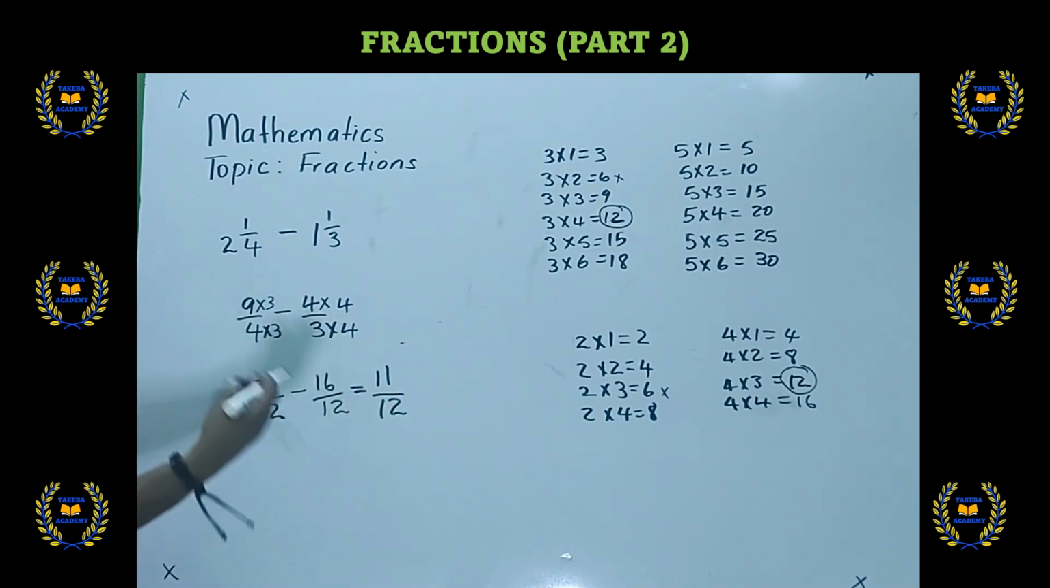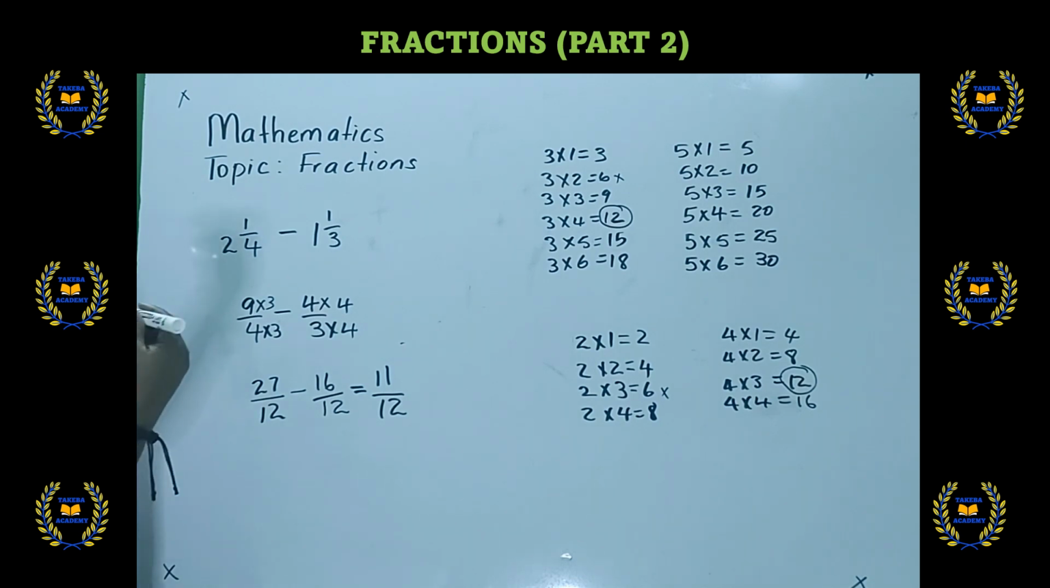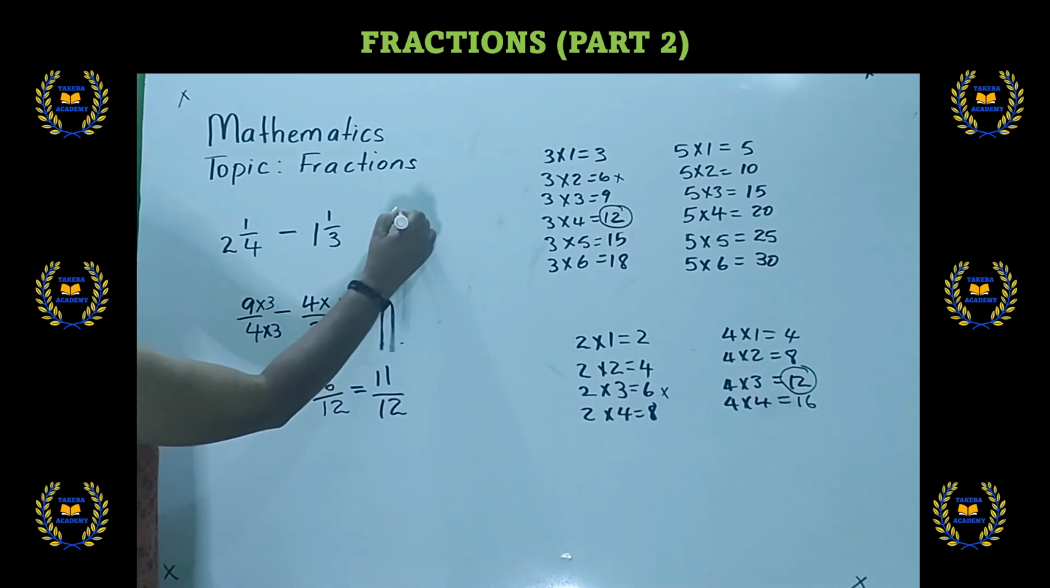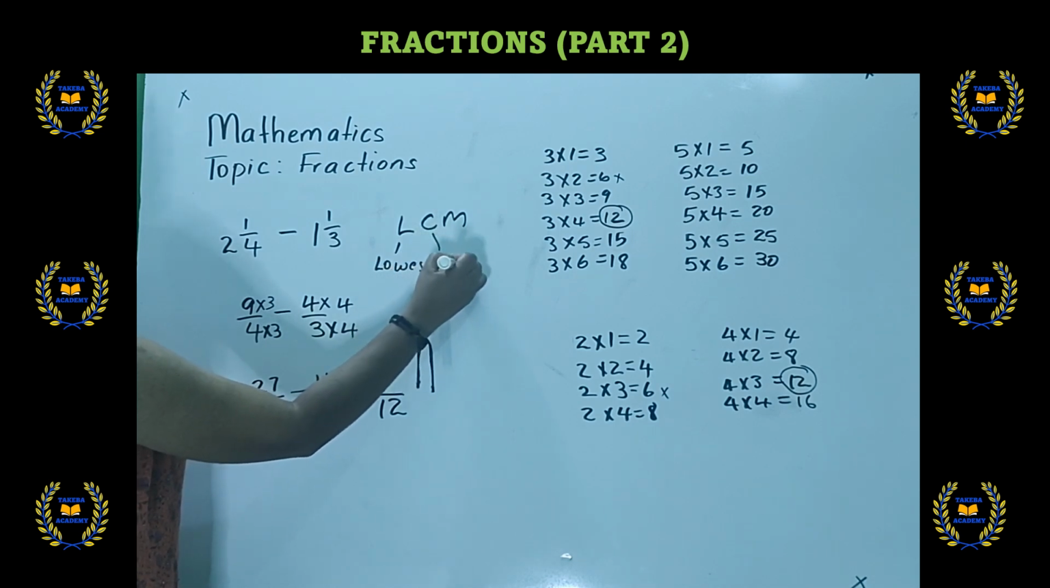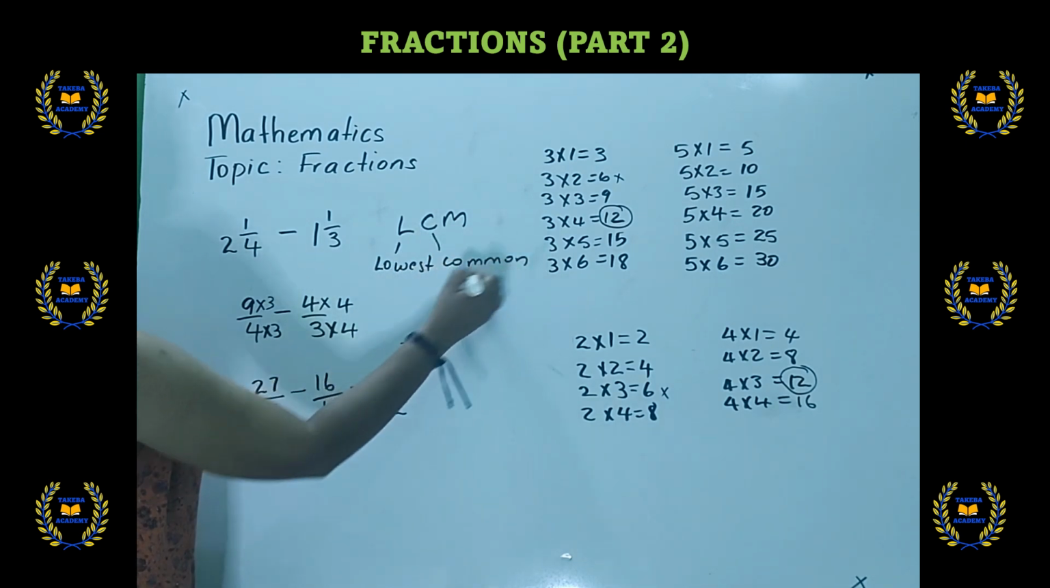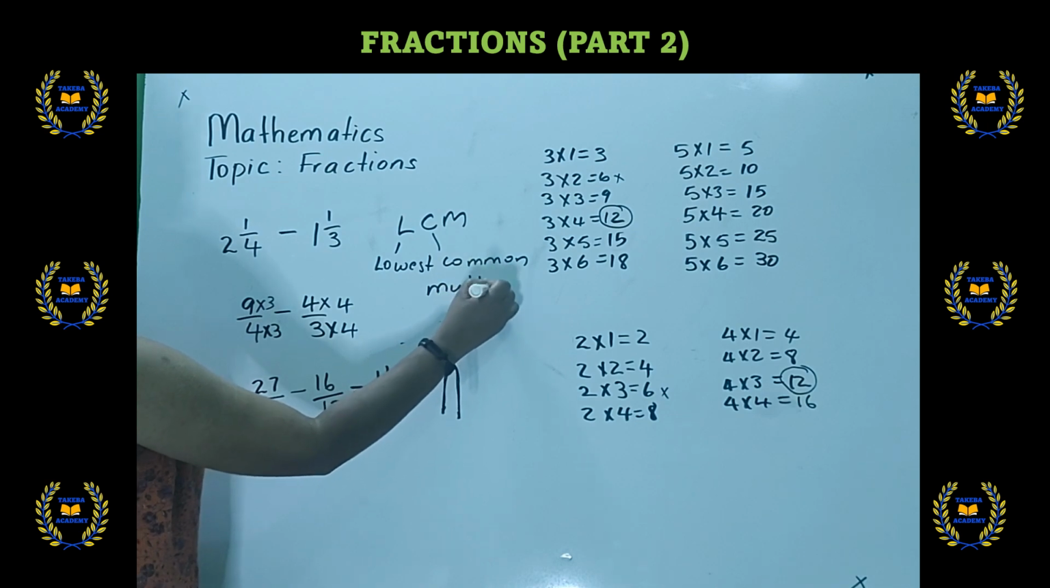Just a reminder, you cannot add or subtract fractions unless the denominators are the same. So you have to find the LCM, which means lowest common multiple. Okay, that's what it stands for.